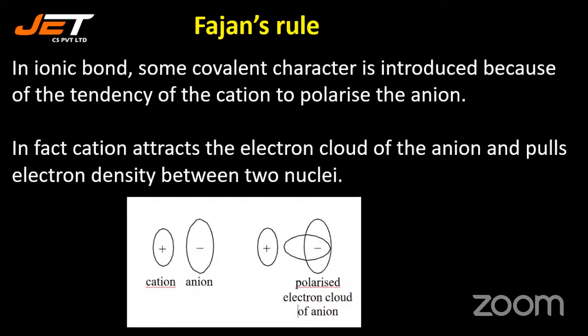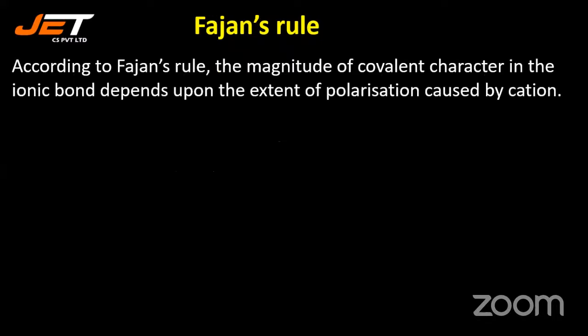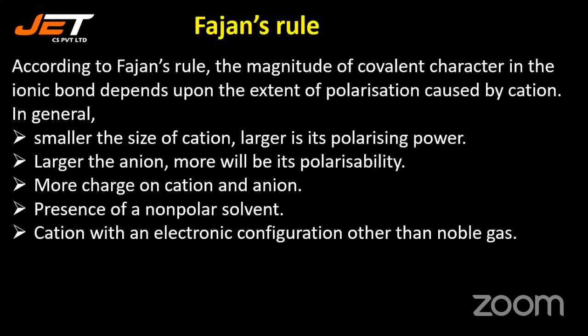Is the last slide clear to everyone? Yes. So that is how the ionic bond introduces some amount of covalent character. What was the basic conclusion of Fajan's rule? According to Fajan's rule, the magnitude of covalent character in the ionic bond depends upon the extent of polarization caused by the cation. In general, the smaller the size of the cation, the larger its polarizing power. The larger the anion, the more its polarizability. More charge on cation and anion, presence of a non-polar solvent, and a cation with an electronic configuration other than noble gas.